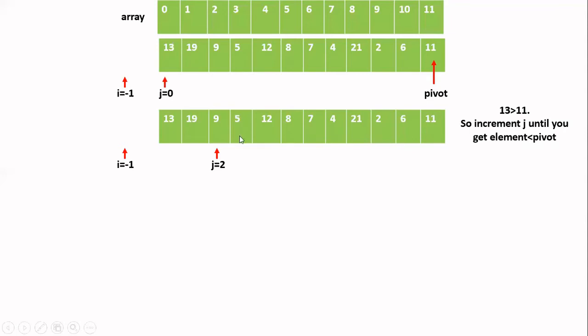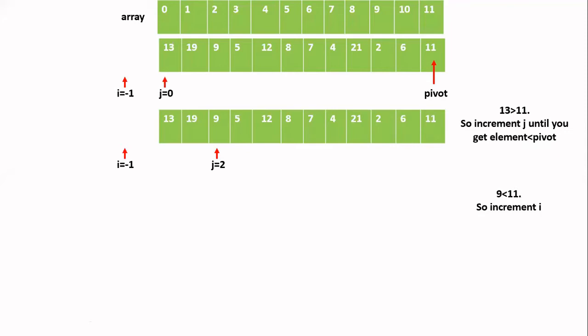Okay, so now 9 is less than 11. So that means you have to stop moving the pointer j. So stop j at 2 because here you have the element 9 which is less than the pivot element, right? So now what is the next step? Since 9 is less than 11, we are stopping the movement of j.